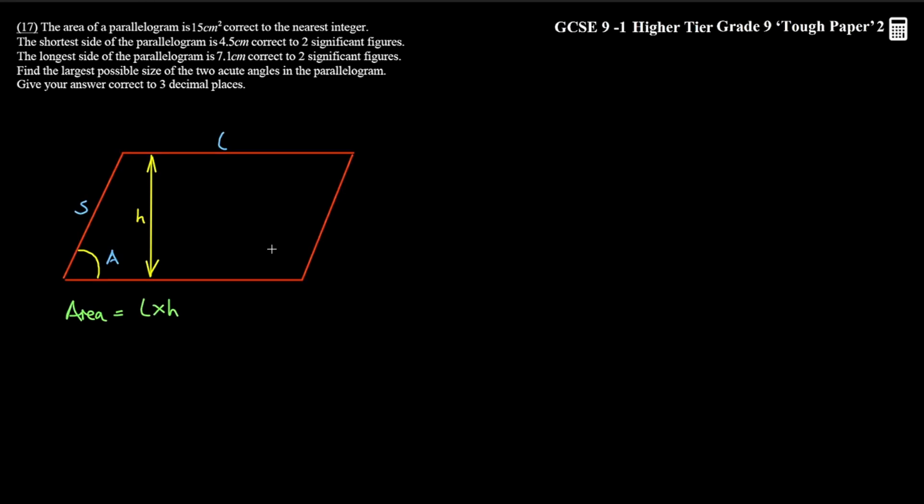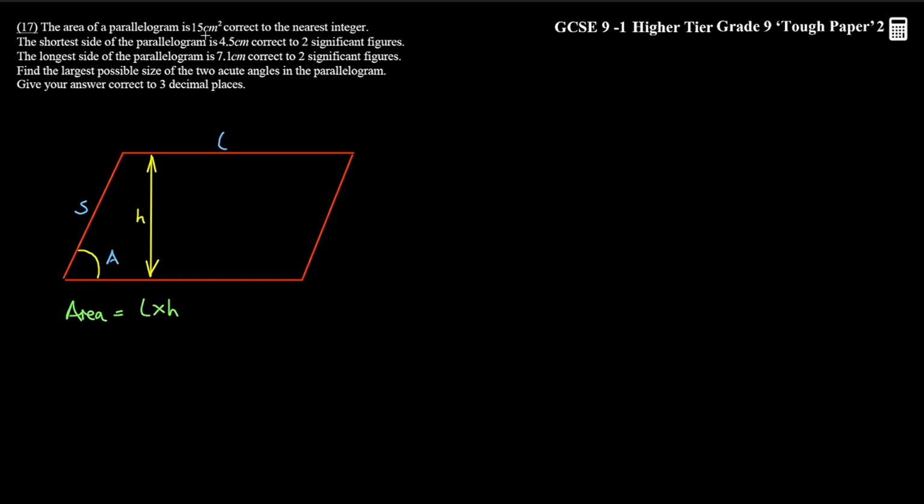And what we've got to do is find the largest possible size of the two acute angles in the parallelogram. Again, just so that you can visualize the problem, here is a parallelogram. Here's the longest side, shortest side, h, the height difference between the two longest sides, and the angle A, which is our acute angle in the parallelogram.